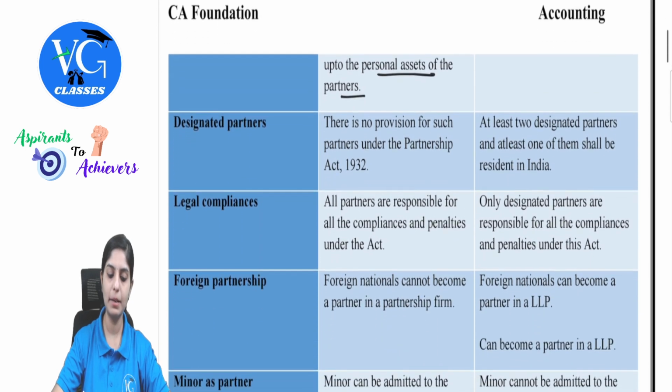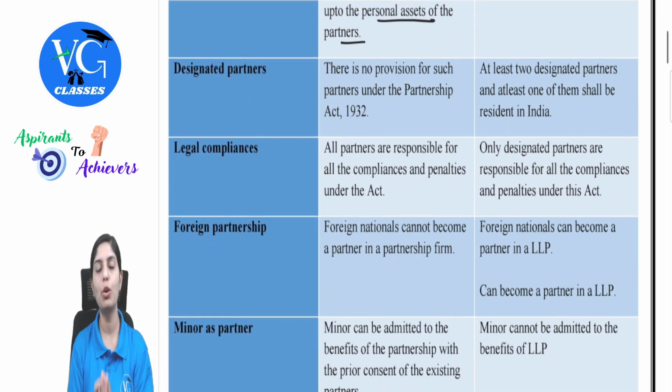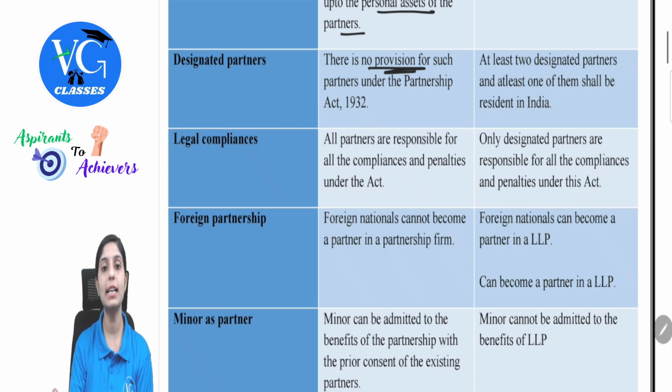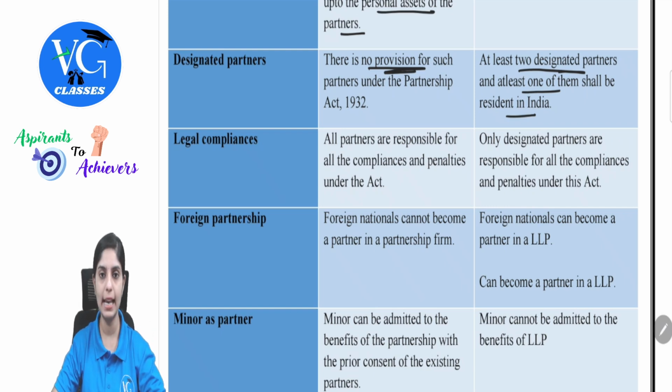Next, designated partner. If you want to understand it in a better way, this is just like the board of directors for a company. Designated partners for a limited liability partnership are nothing but the role players, the persons who are majorly responsible to conduct or to take any major business decisions. For a normal partnership, there is no such provision, whereas under LLP, at least two designated partners and at least one of them shall be resident in India. This is the minimum criteria which is specified as per the LLP Act.